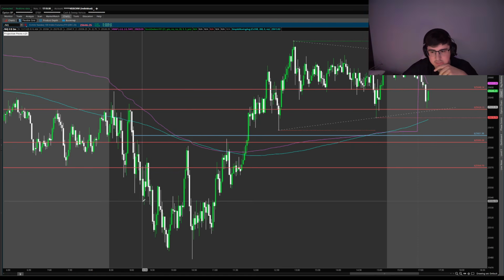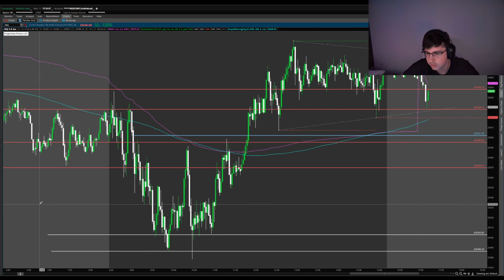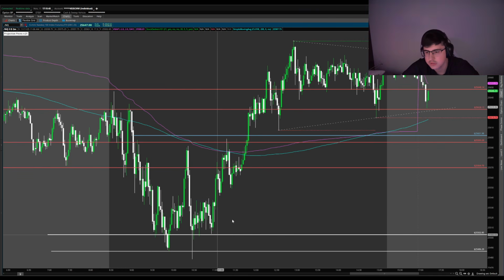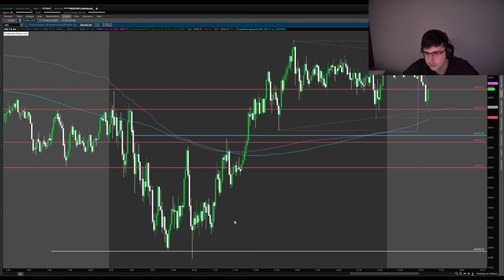Resistance, resistance, resistance. Okay. Support, right? Right here, support, resistance, right? But I'm just drawing a zone instead of having all these lines. Okay. Yeah, that makes sense. Cool. So let me go ahead and redraw those for you guys really quickly.